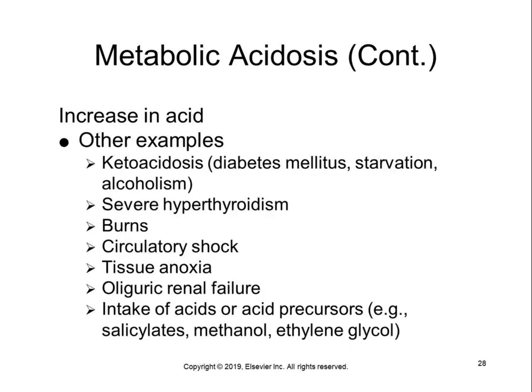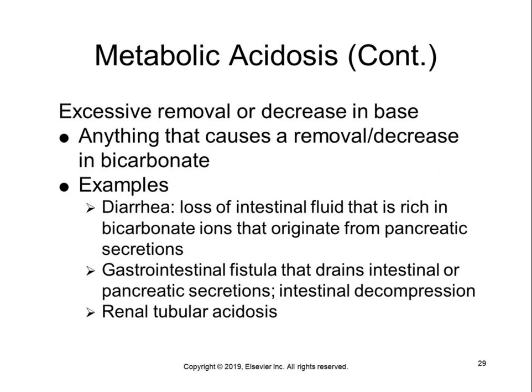Increase in acid, other examples: ketoacidosis in diabetic ketoacidosis, severe hyperthyroidism, burns, circulatory shock, tissue anoxia, oliguric renal failure, intake of acid or acid precursors, for example salicylate, methanol, ethylene glycol. Excessive removal or decrease in base, that's metabolic acidosis.